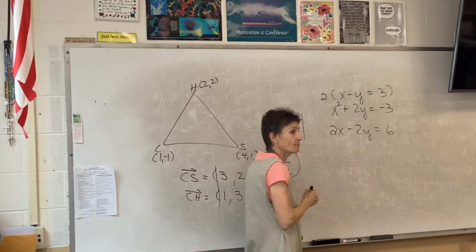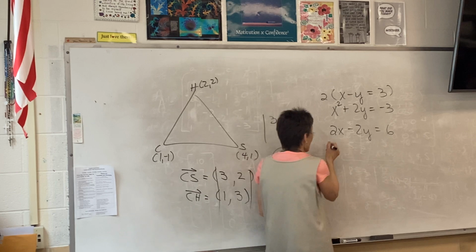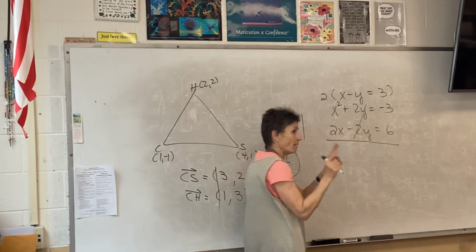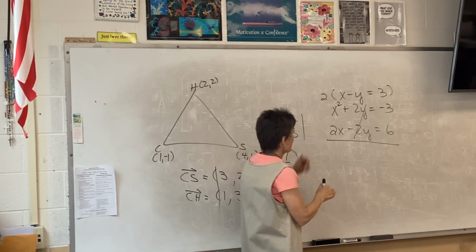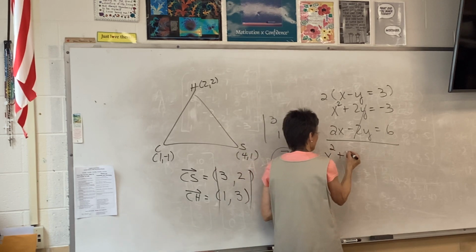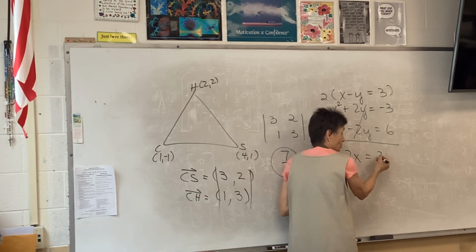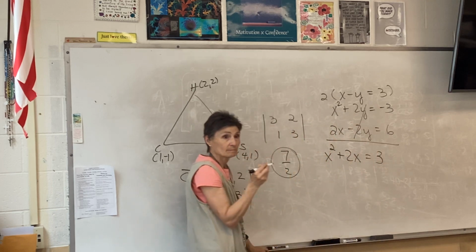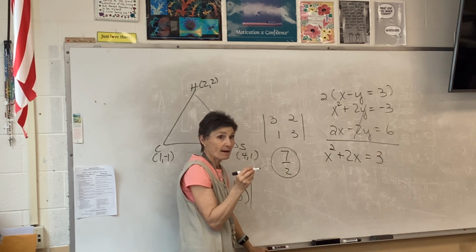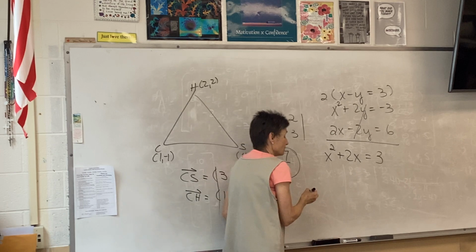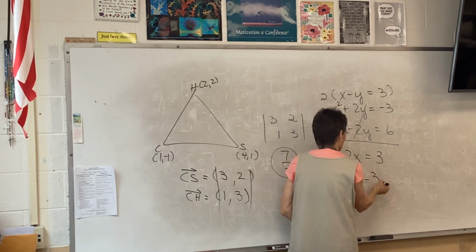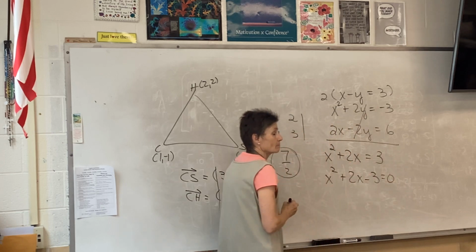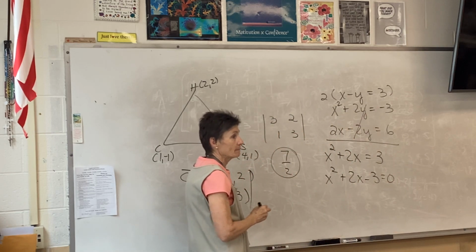Does that look okay to everybody? Now when I add them, these cancel, but be careful. These don't add. So I'm going to have x squared plus 2x equals 3. See that? Quadratic. That one factors.